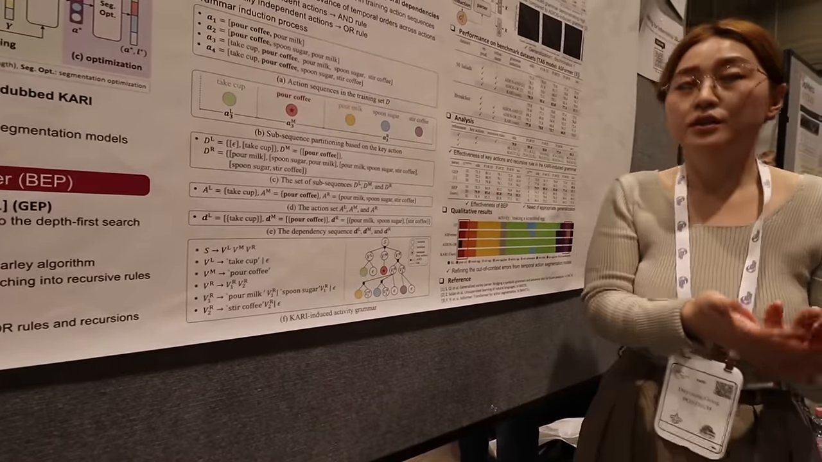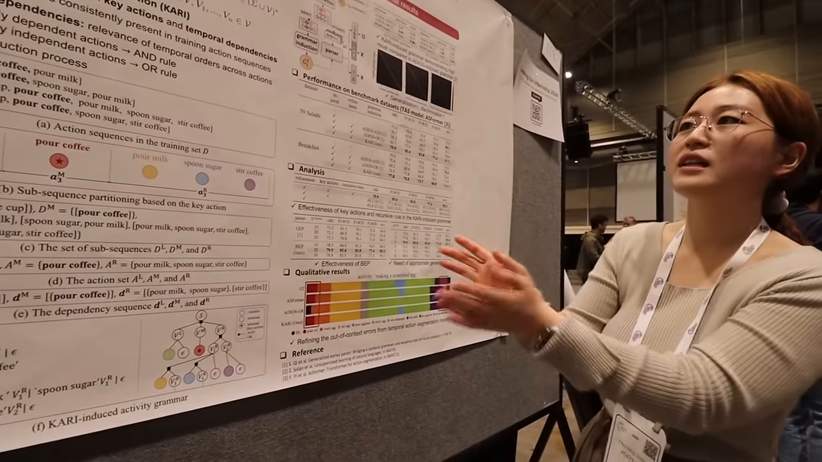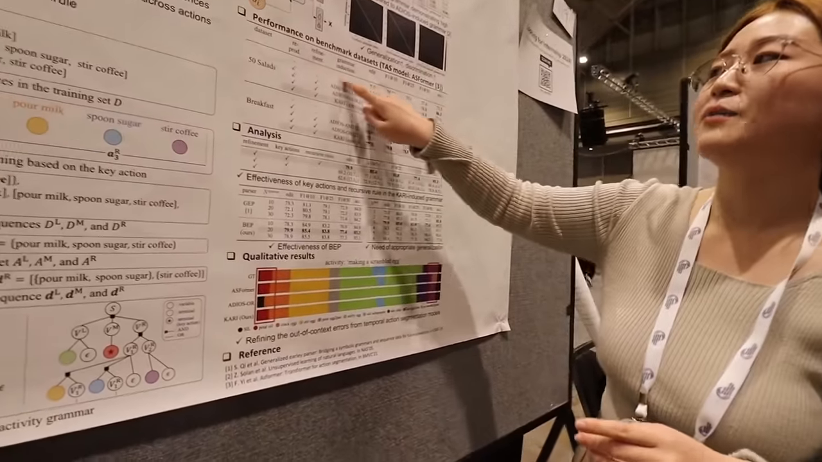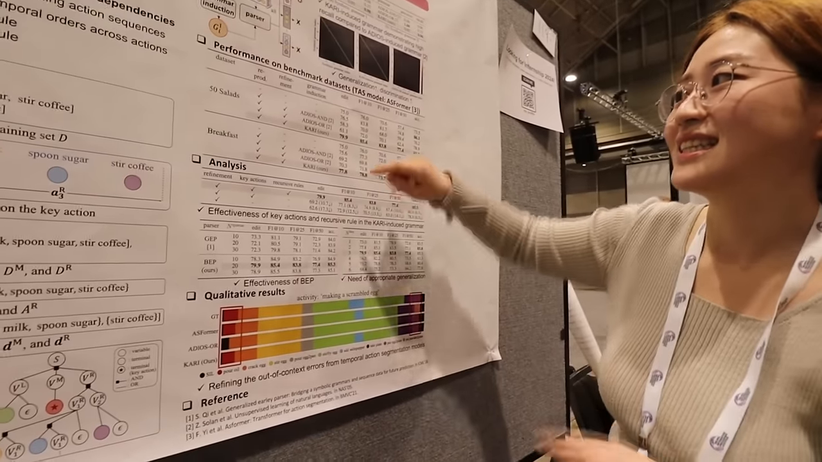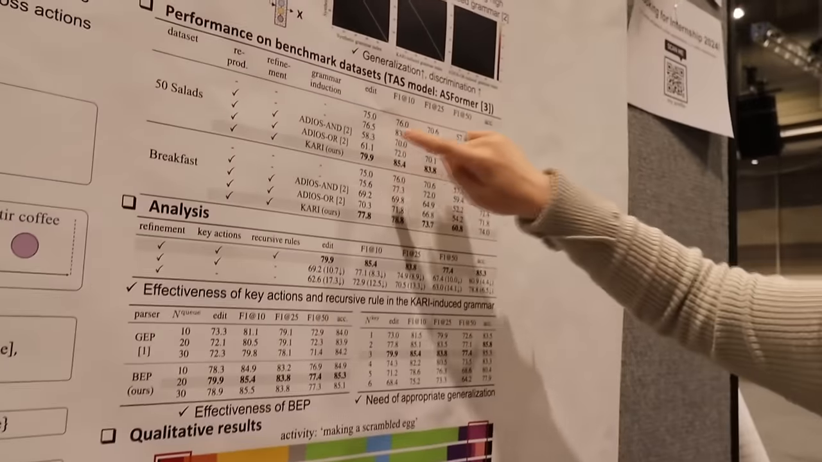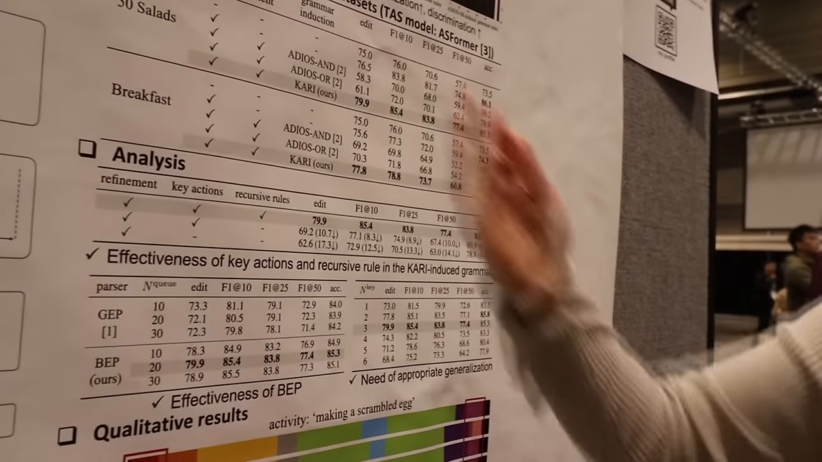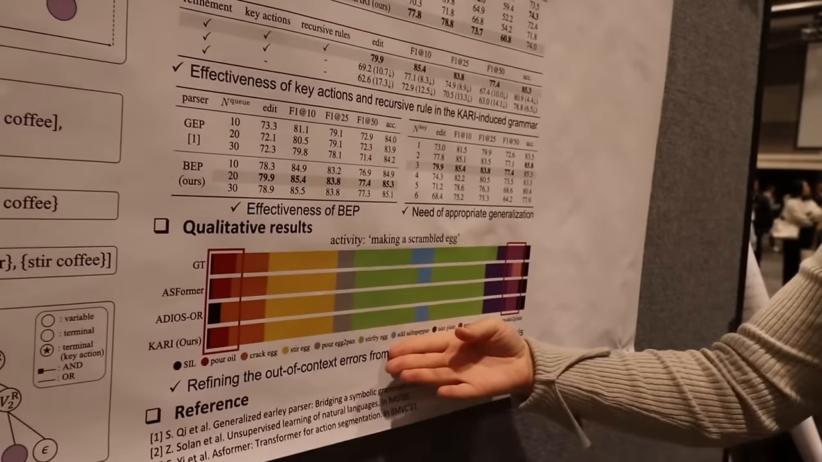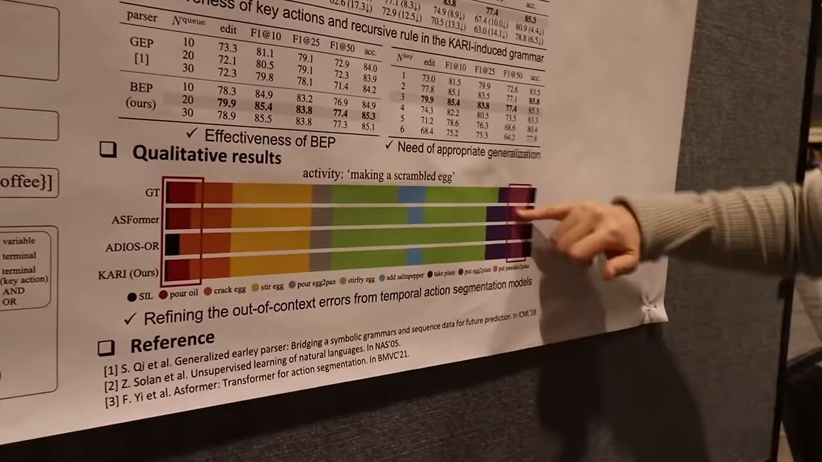So for the results, we apply this novel activity grammar induction algorithm to existing models. And these are the other types of existing grammars. We show that by applying our approach, the baseline performance improves for the two data sets. And we also find in the qualitative results that we can effectively remove those out-of-context errors.